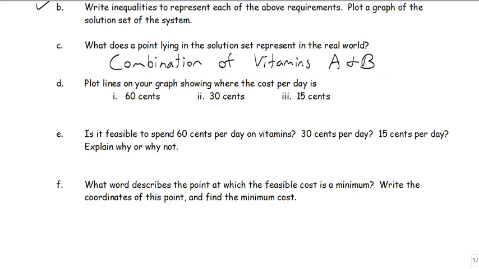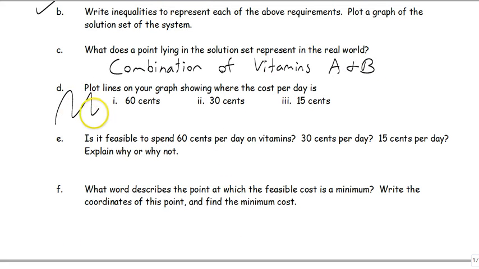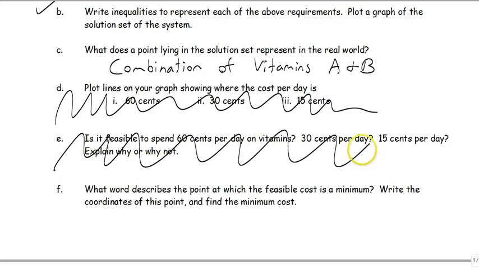In class, I said let's not even worry about this. We would have to set up our cost equation by setting these costs equal to these and then graphing all those lines. Again, we're not going to talk about this right now. We will also not talk about what word describes the point. We're just going to write the coordinates of the point of the minimum cost.